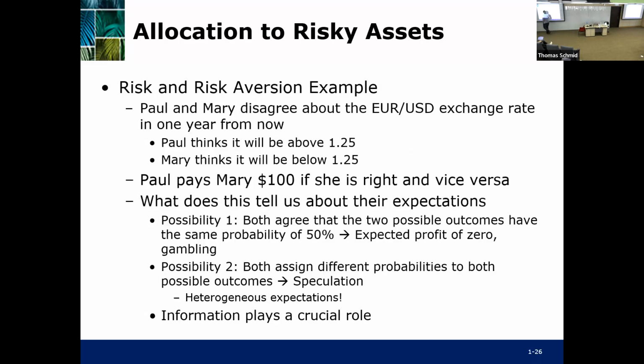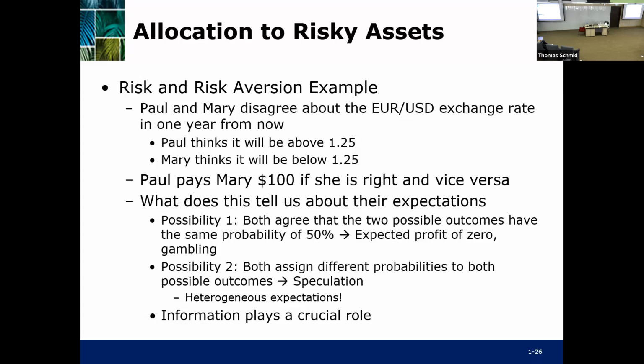This is just an example. There are two investors, Paul and Mary, and they disagree about the future US dollar exchange rate. Paul thinks it will be high and Mary thinks it will be low, so they bet. Whoever wins gets $100. If they assign different probabilities, which seems to be the case here, this is speculation. If they both assigned the same probability of 50-50, that would be gambling.